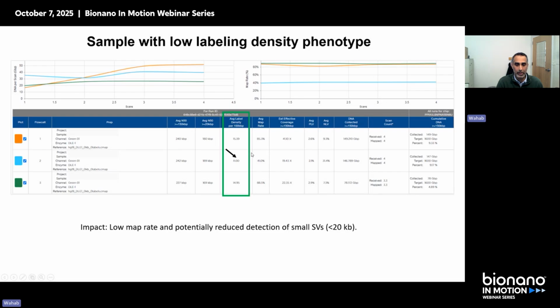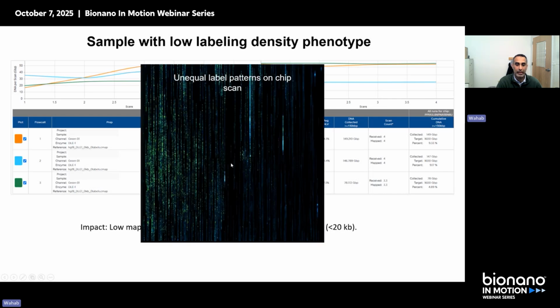So this is low labeling density. If you remember, it's about 14 to 17 labels we want to see on average per 100 KB. And in this instance, we're seeing a little bit lower than that in flow cell 2. And so this can potentially impact your map rate as well. So this is something that you'd want to potentially reprocess from the day 2 steps. Visually, it could look like this, where there's this unequal labeling pattern on the chip. And I'll show you an example where it's more uniform.